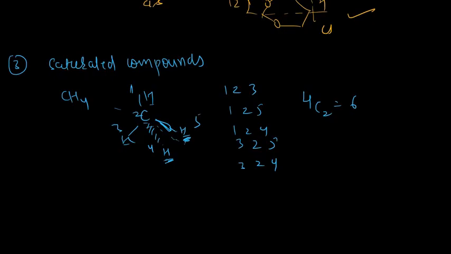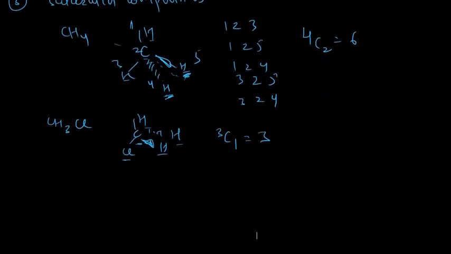Second, we have CH3Cl, hydrogen and hydrogen. So 3C1, the plane which must pass through the chlorine and carbon, which must pass through one of these 3 hydrogens. So it will be 3C1, that is 3 planes we have. Similarly, we have CHCl3, Cl, Cl and Cl. Again 3C1, 3 planes of symmetry.